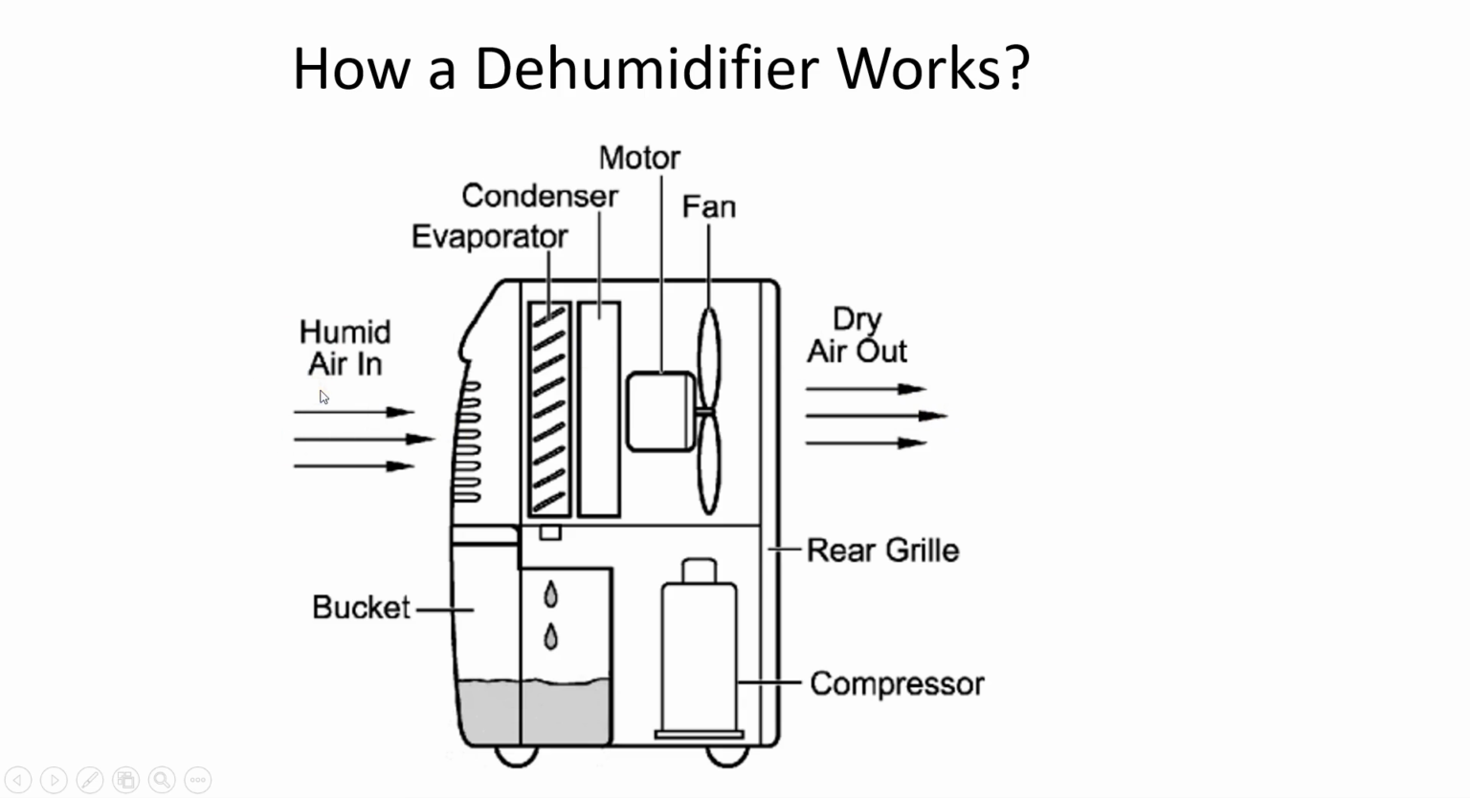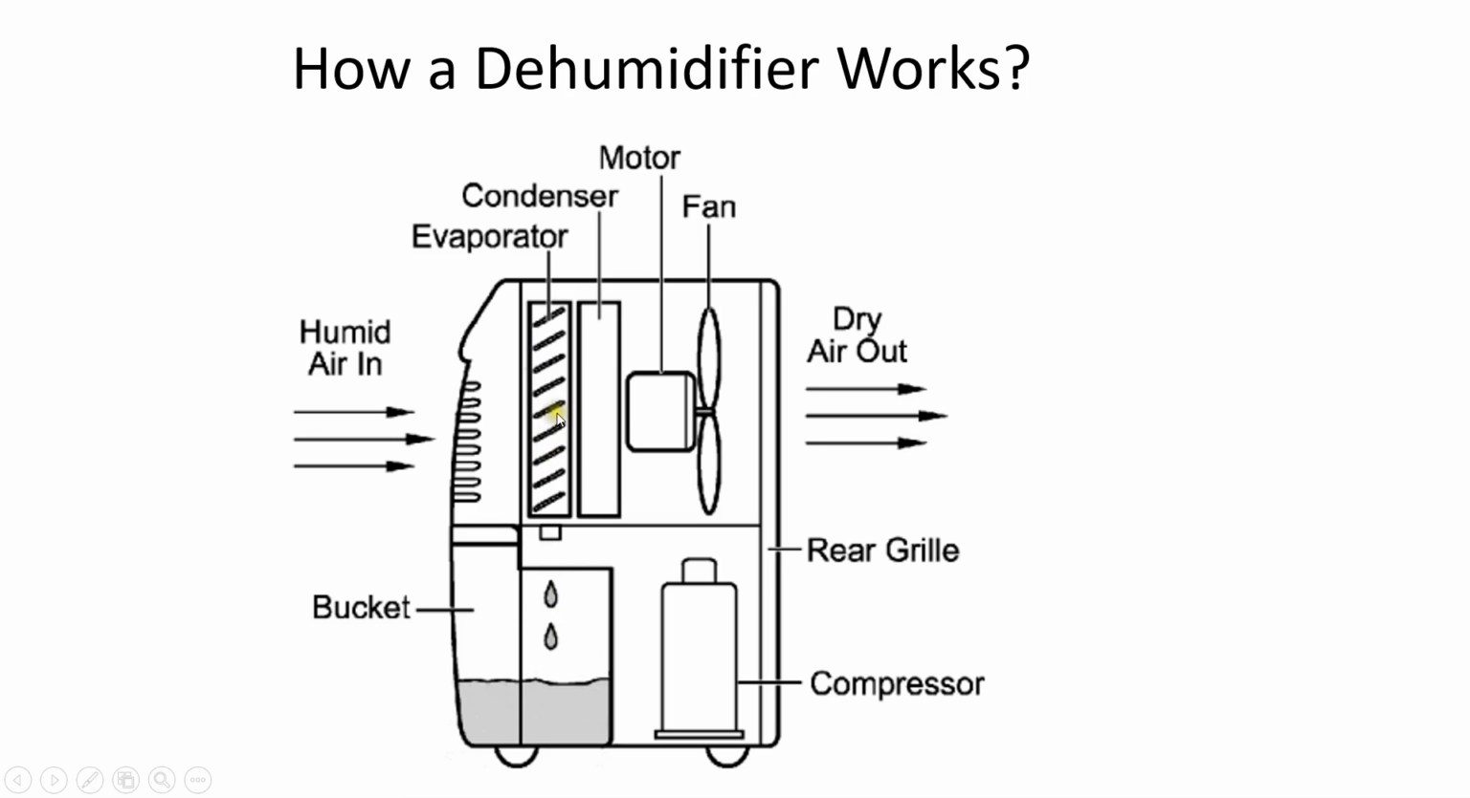So the air which has high humidity that is present inside the room enters into the dehumidifier through the filter, and it passes over the evaporator. The evaporator has a coil through which cold refrigerant flows. Whenever this humid air comes in contact with this cold coil, whatever excess water vapor is present in the air will get condensed and it is collected in the bucket.